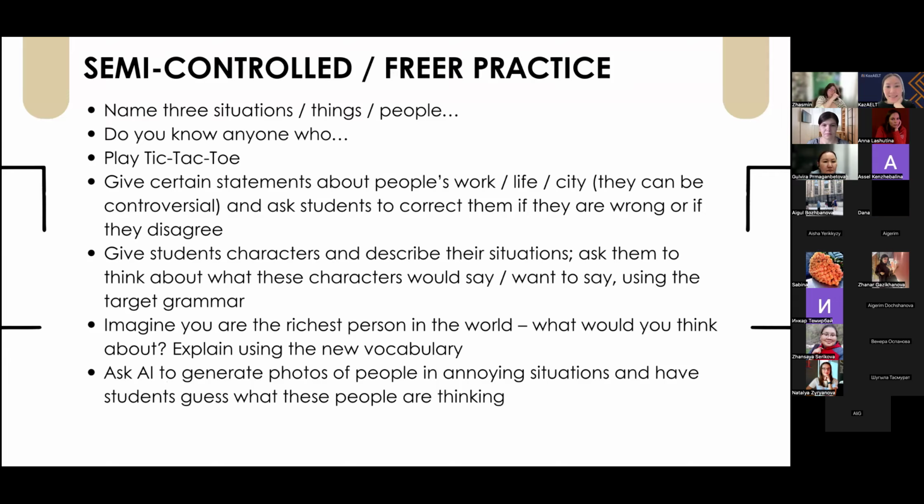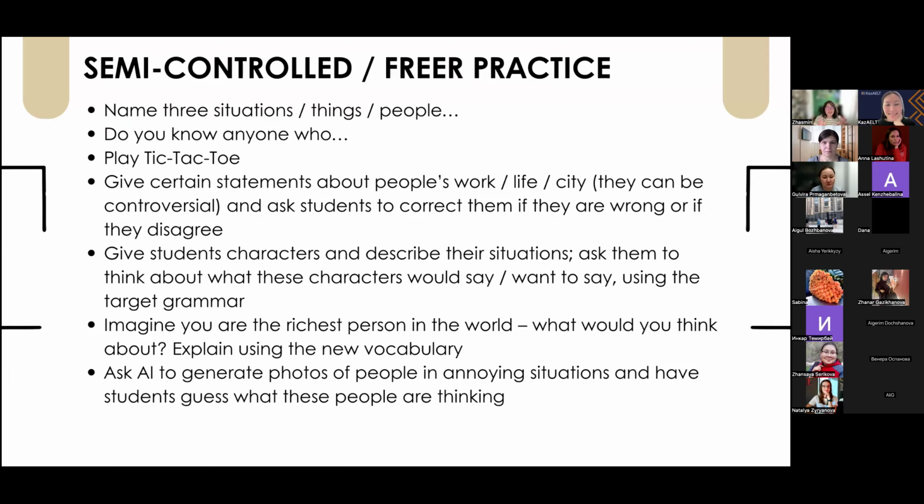Ask AI to generate photos of people in annoying situations. I'm talking about "I wish people would..." if you want to do that. In annoying situations, have students guess what these people are thinking. Like, "I wish people would disappear." If he's standing in a crowded bus or something like that, he probably thinks that. So give them different situations in which they would probably use that. Same thing goes with any other grammar.